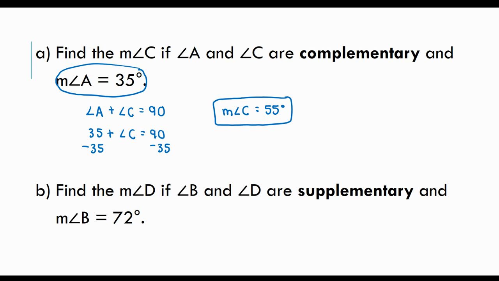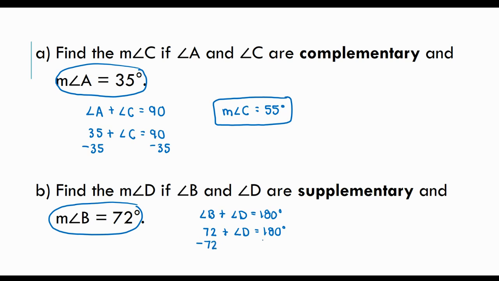Then same idea with the second one. It says find the measure of angle D if angle B and D are supplementary and angle B is 72 degrees. So supplementary means that those 2 angles have to add up to 180 degrees. If the measure of angle B is given to us as a 72-degree angle, I know that in order to get angle D by itself, I am going to subtract 72 from it. So the measure of angle D, 180 minus 72, tells us that that angle has to be 108 degrees.